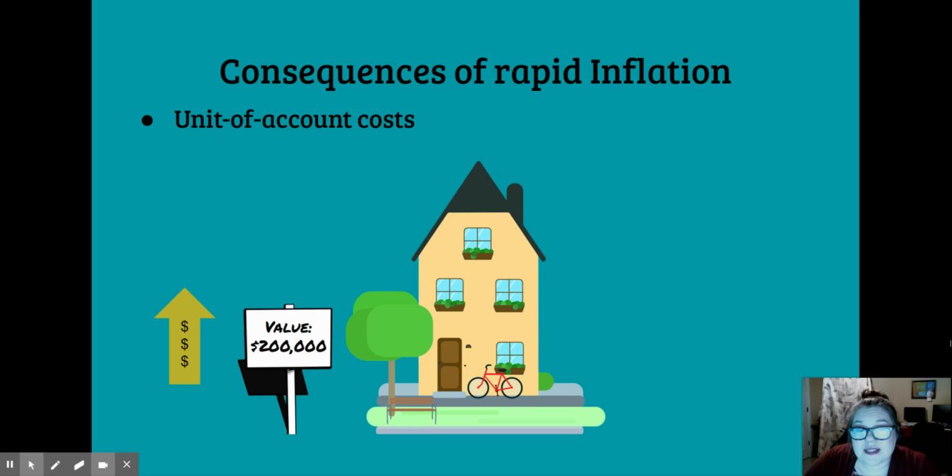But because the house is now valued at $200,000, the property tax has also increased to $20,000 per year because the government is not accounting for the inflation when calculating the tax. This is a unit of account cost. When the price of things goes up due to inflation and any contracts written before the inflation increases do not adjust for the inflation that's happened.